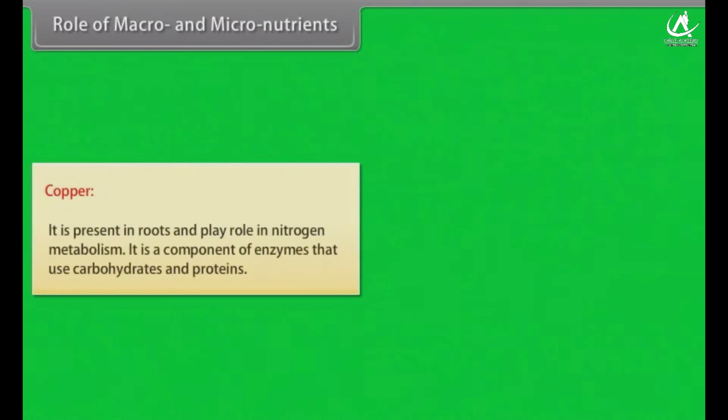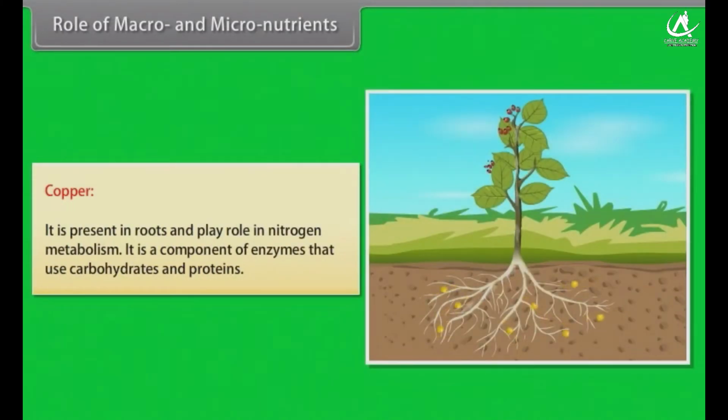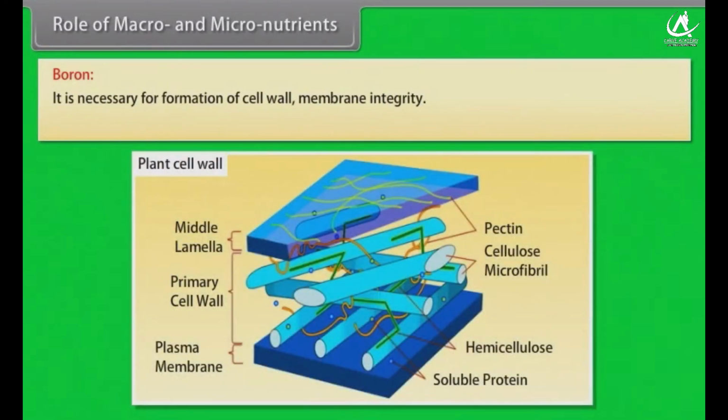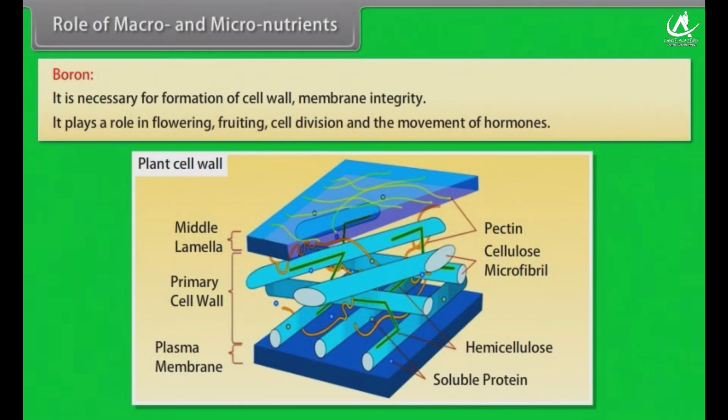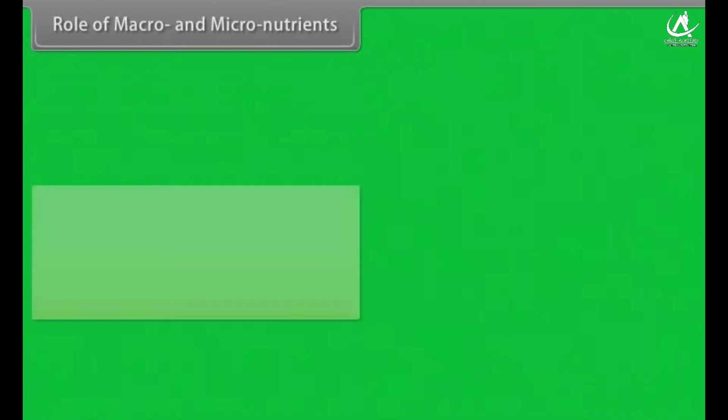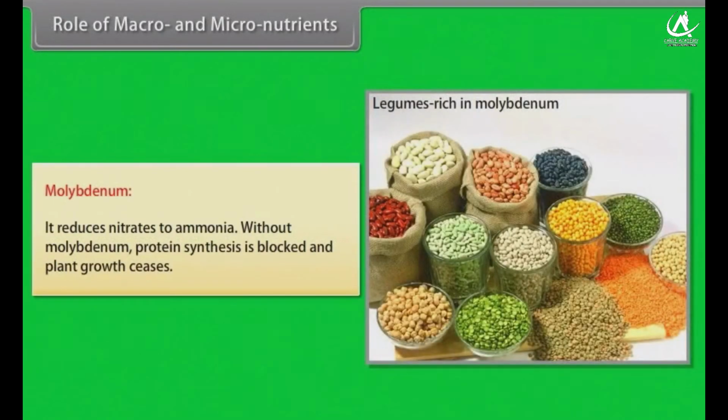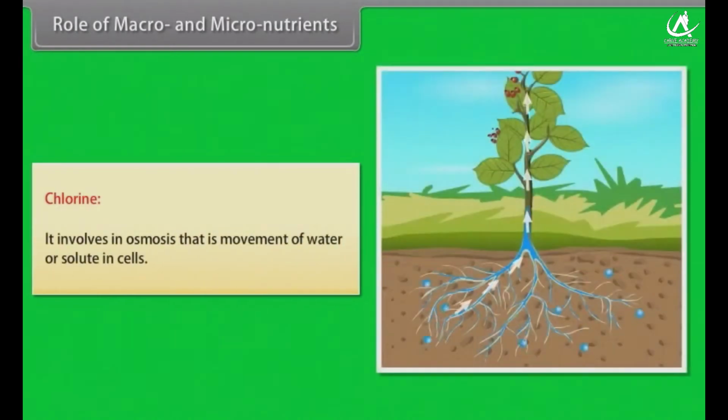Copper. It is present in roots and plays a role in nitrogen metabolism. It is a component of enzymes that use carbohydrates and proteins. Boron. It is necessary for formation of cell wall and membrane integrity. It plays a role in flowering, fruiting, cell division and the movement of hormones. Molybdenum. It reduces nitrates to ammonia. Without molybdenum, protein synthesis is blocked and plant growth ceases. Chlorine. It is involved in osmosis, that is, movement of water or solutes in cells.